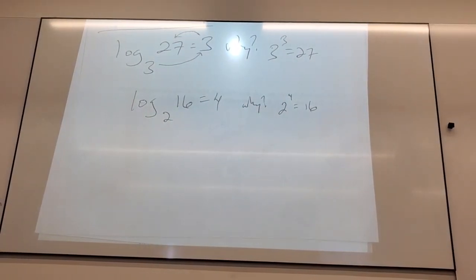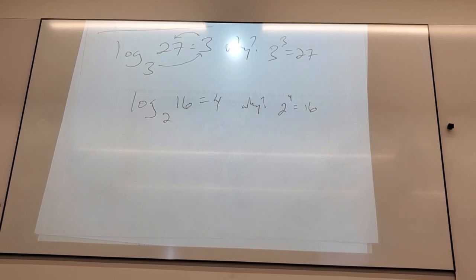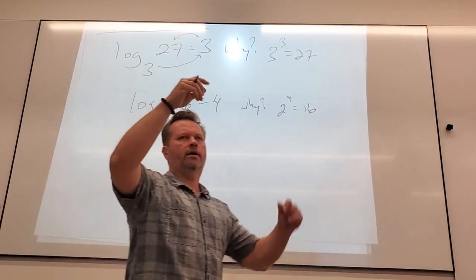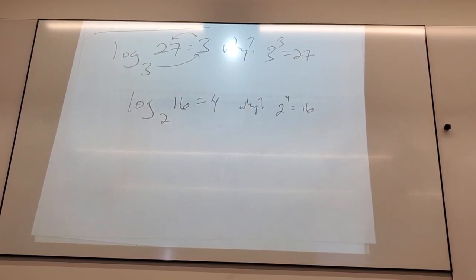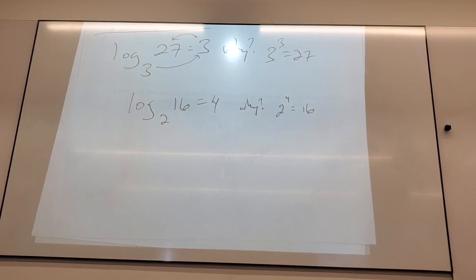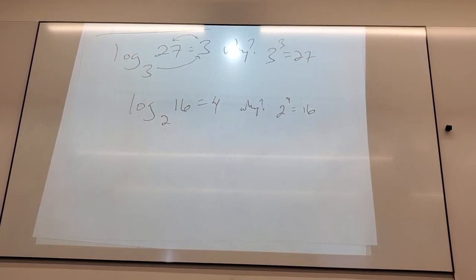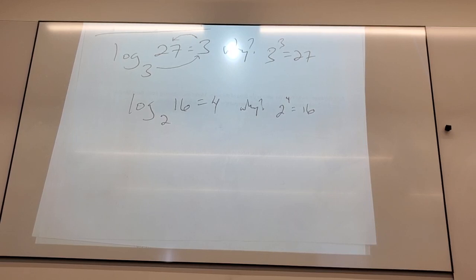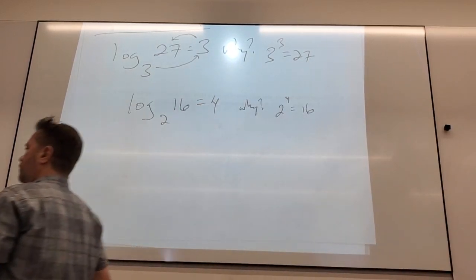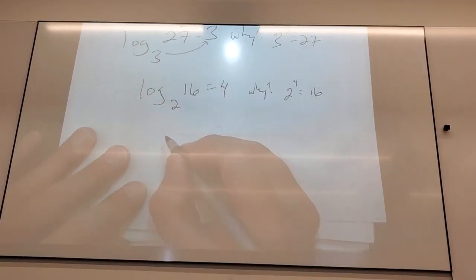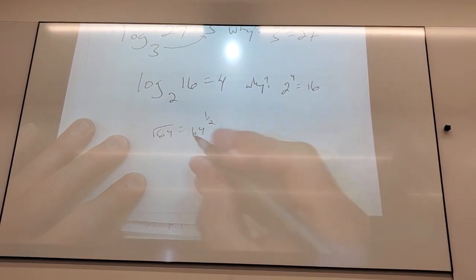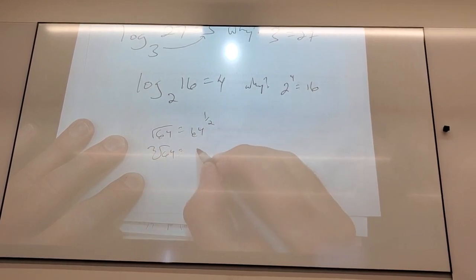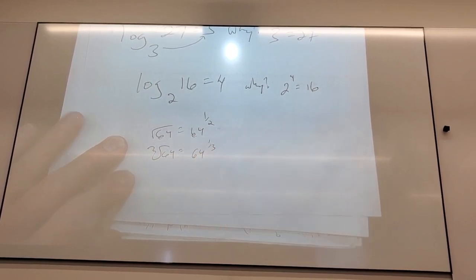So when can they get a little weirder? Remind me, what power is a square root? 1/2. I love it. Because what's the square root do to a number multiplicatively? It cuts it in half. So another way to write the square root of 64 is 64 to the 1/2 power. How do I write the cube root of 64? 64 to the 1/3.